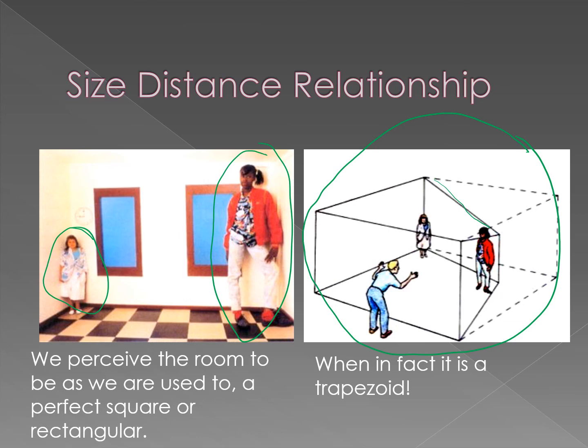So when we talk about depth perception, we talk about size distance. So things closer to you look bigger. So she looks like she's a giant, but in reality, she's just closer to us, and that's why she's bigger, right? So things that are farther away from us are smaller. So that's why the girl on the left is farther away. That's why she looks smaller in the picture. But your brain naturally thinks that a room is going to be a square or a rectangle, and that's why it looks off to us.